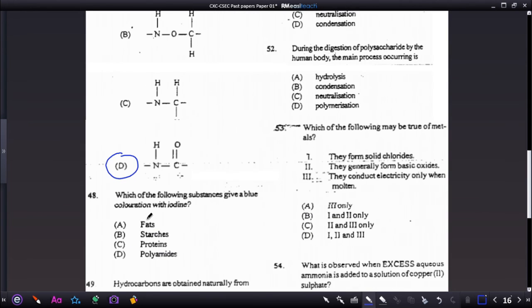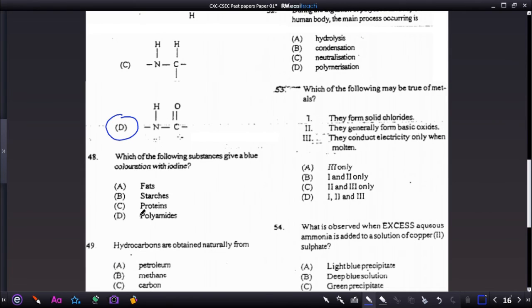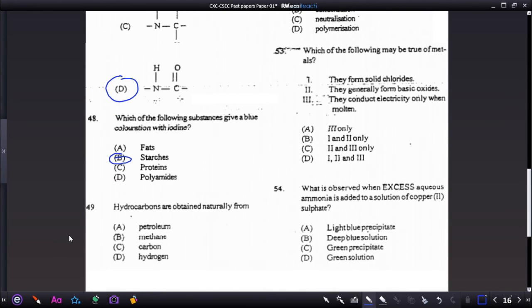48. Which of the following substances give a blue coloration with iodine? Iodine reacts with starch to give a bluish black color. That's B. 49. Hydrocarbons are obtained naturally from petroleum.